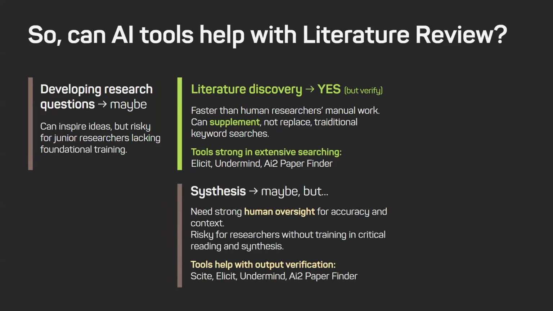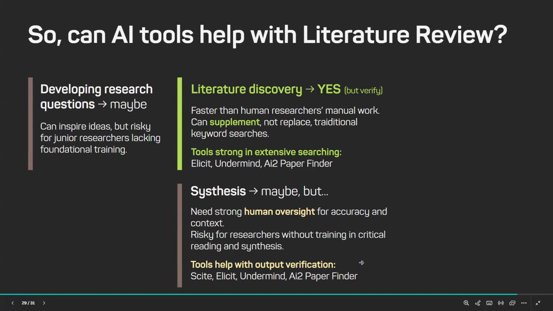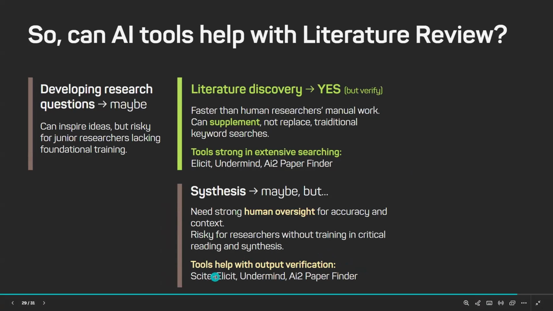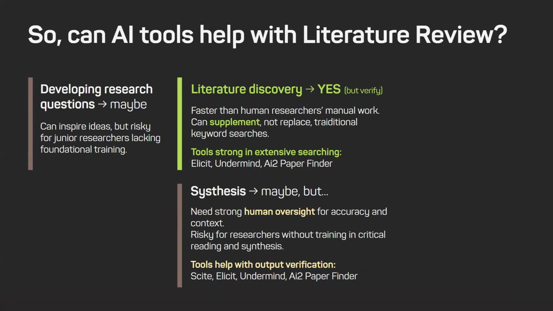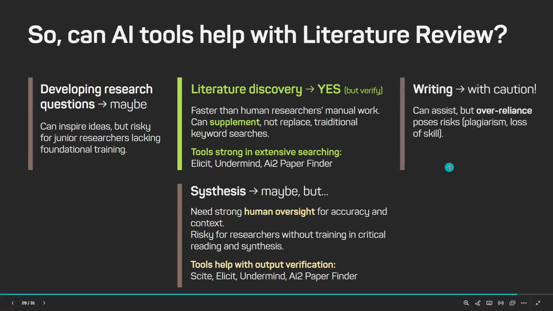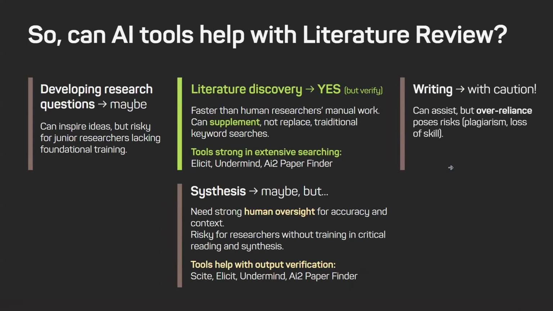Okay, strong human oversight for context and accuracy checking. And again, they can be risky for researchers without such training. Okay, we have to have the subject knowledge in order to judge. And the good thing with these tools is they give us extraction of the relevant stuff for us to quickly verify. Okay, we always need to verify, but these tools make the verification easier for us. And for writing, well, this has to be cautious, right? It can assist, but again, over-reliance can be risky. Okay, there can be a risk of plagiarism and a loss of skill.